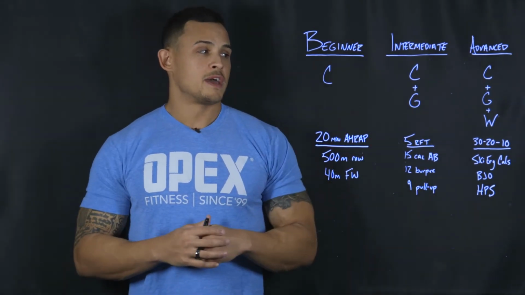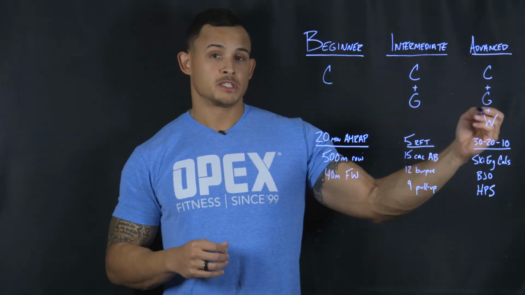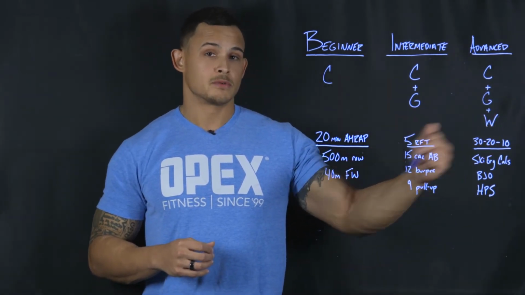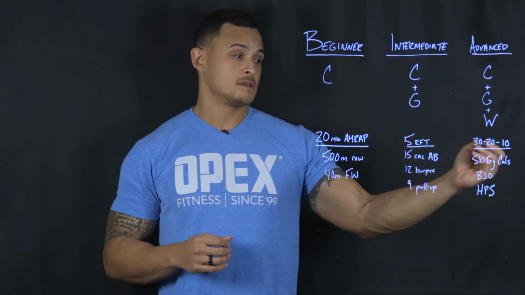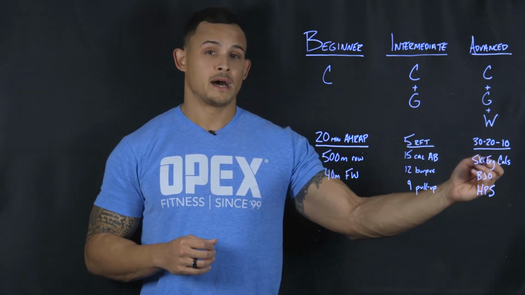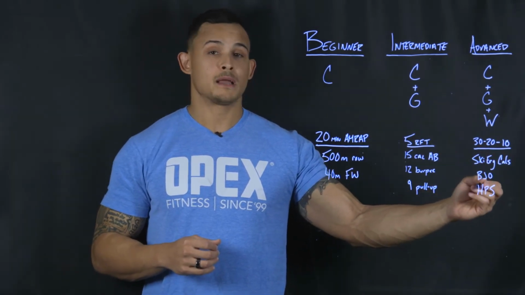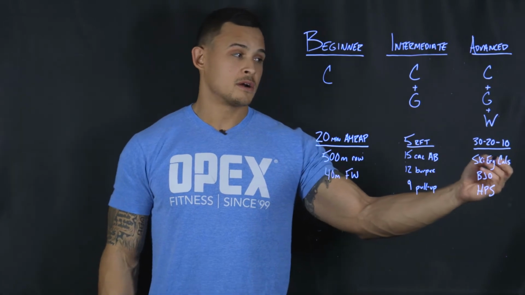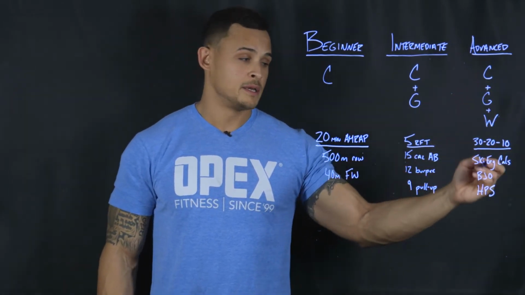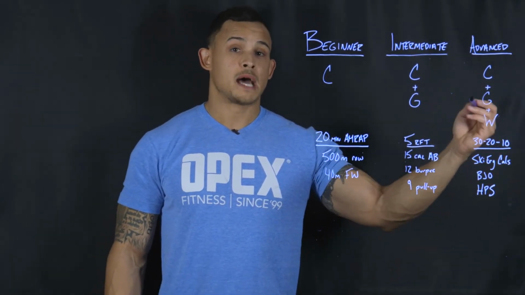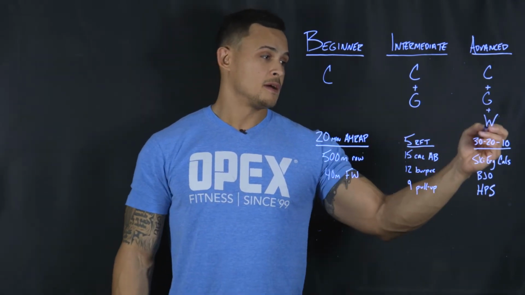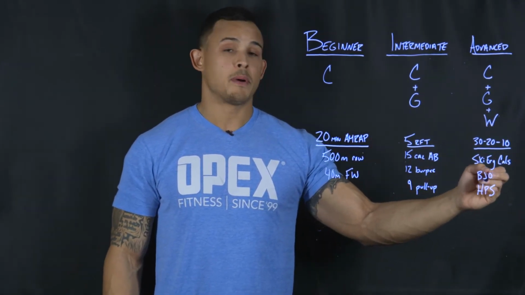Finally, moving on to advanced, now we have cyclical plus gymnastics plus weights. So an example of that is 30, 20, 10, ski erg calories, box jump overs, and hang power snatch. So the ski erg, that's of course our cyclical modality. The box jump over, that's gymnastics because it's just body weight. And then the weights, we're looking at a hang power snatch.